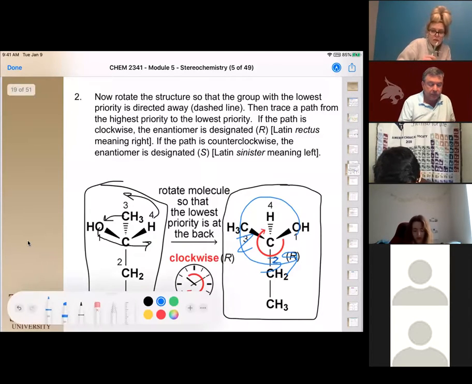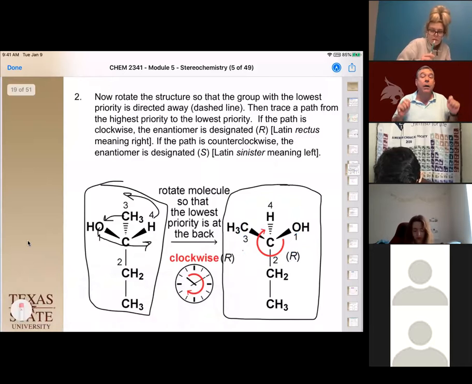Okay. So do we see where the R and the S come from? Do we see that R is related to getting 1, 2, and 3 in a clockwise pattern? And do we see that S is getting 1, 2, and 3 in a counterclockwise pattern? And remember, 4 is always facing away from us so that we can get that perspective correct. Questions on that?